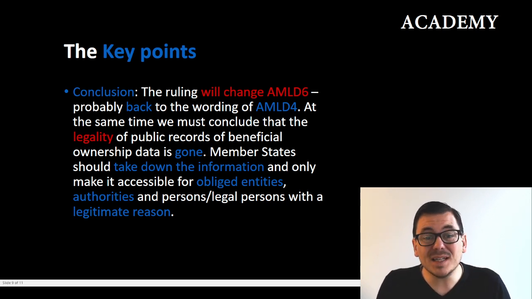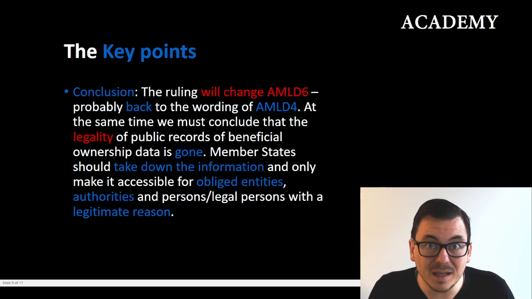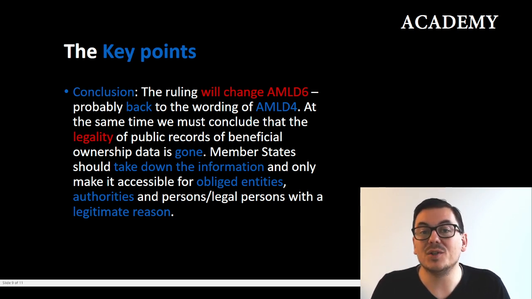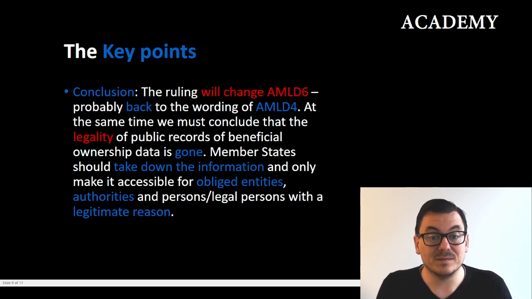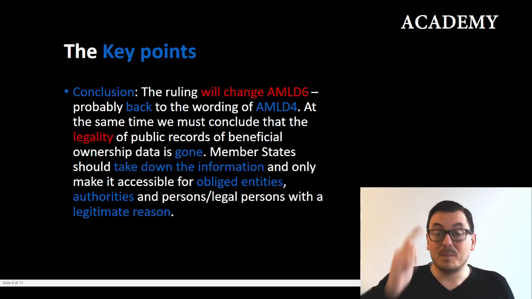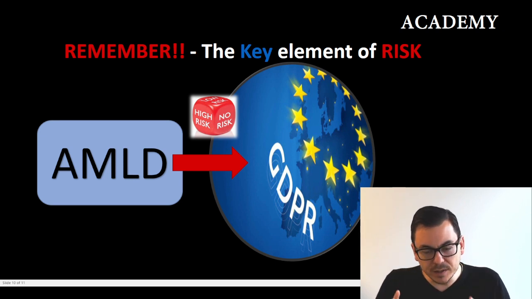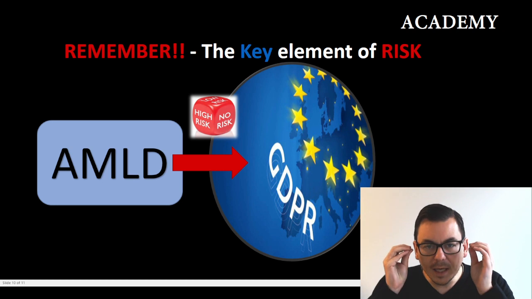At the same time, we must acknowledge that one of the conclusions of this ruling is also that the legality of the public records of beneficial ownership data is gone. We have already seen member states taking down their public records, and we must acknowledge that this is actually right until we hear more from the EU. This is actually what they should be doing because the legality has gone. Of course, there will still be access to the registers for obliged entities, the competent authorities, and anyone with a legitimate reason. This is stated in the ruling.